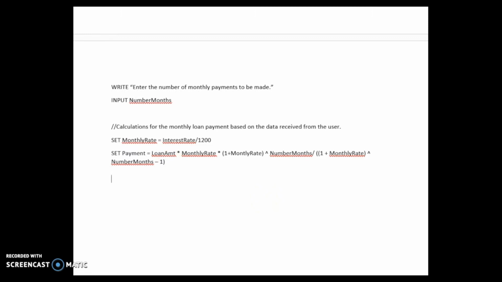Now that the calculations have happened, we're going to display the output of the monthly loan payment based on calculations.